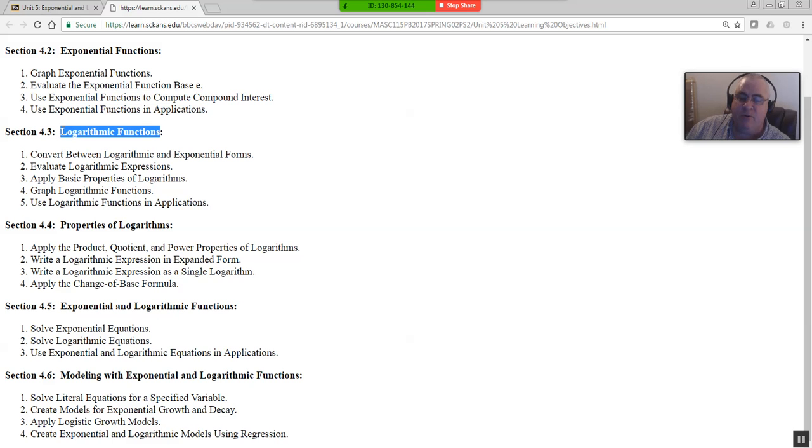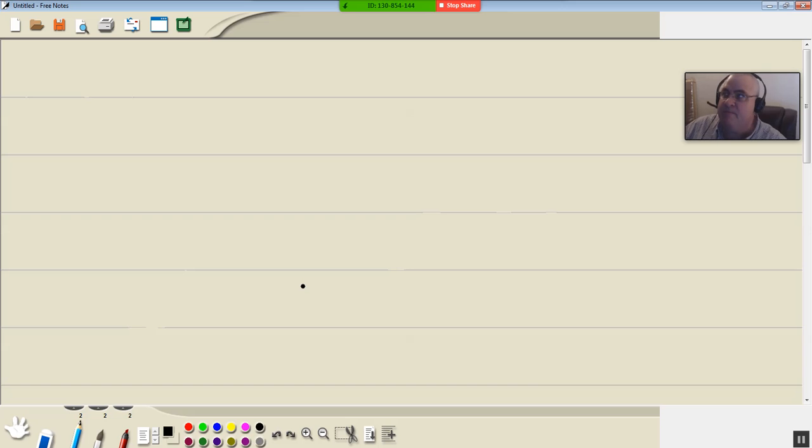Now, log function, section 4.3. First thing talks about how to convert between log and exponential forms. So let's talk about that. We have our log form, which is log base b of q is equal to p. And then we have our corresponding exponential form, that's b to the p power is equal to q.